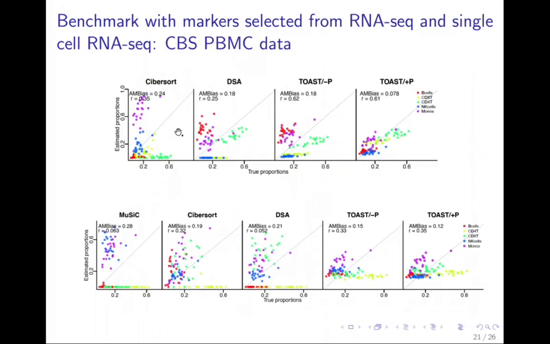Here, I'm trying to show the comparison of the true proportion versus the estimated proportion for our proposed method and the existing method. The first row is the markers selected from bulk RNA-seq, and the second row is the markers from single cell RNA-seq.